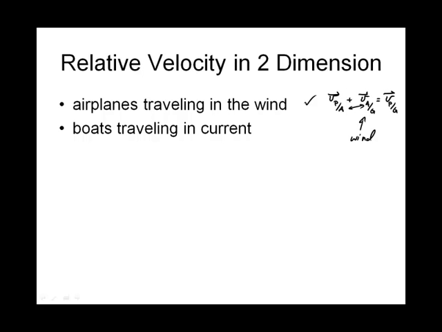Same thing would hold true for a boat traveling in a moving body of water. You'd have the velocity of the boat with respect to the water. You'd have the velocity of the water with respect to the shore. If I add these together, you can see the w's will cancel. I'm left with the boat with respect to the shore. So I have the velocity of the boat with respect to the shore. And again, these are vector quantities.